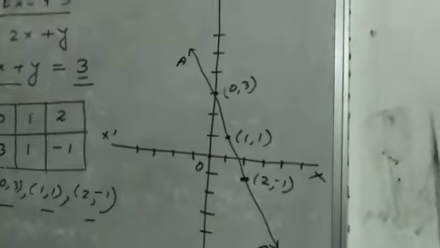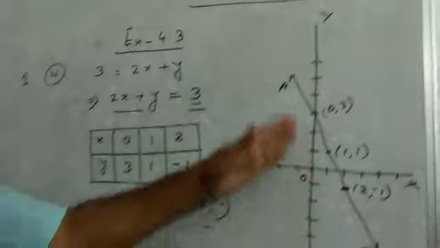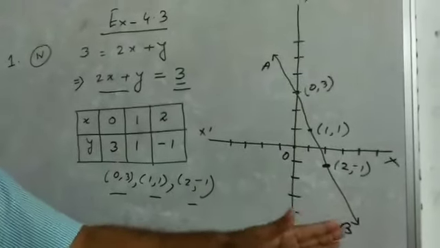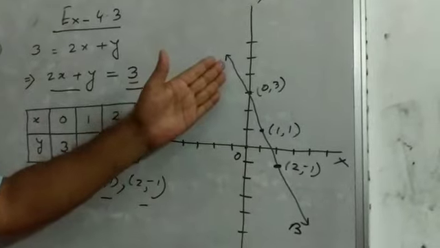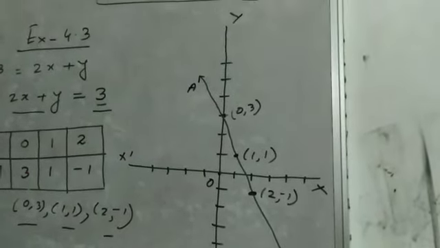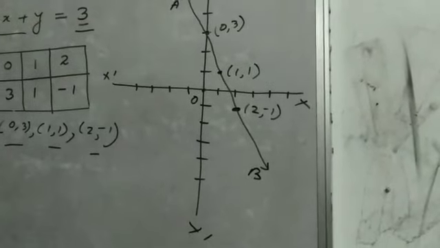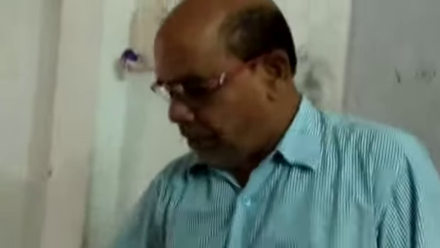Simply we can write: we plot the points in the Cartesian plane or on the graph page, and we join the points by scale and we get a straight line AB. This is the required graph. This much you can write. So this finishes question number 1. Numbers 2 and 3 you try in the same manner. So question number 1 is finished.